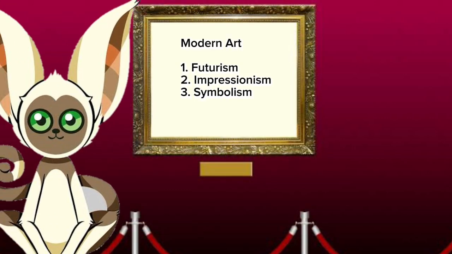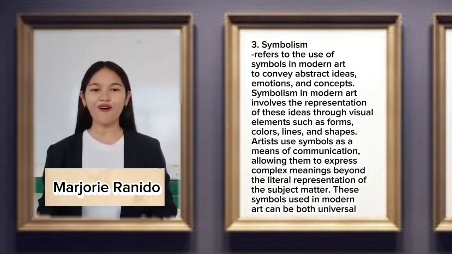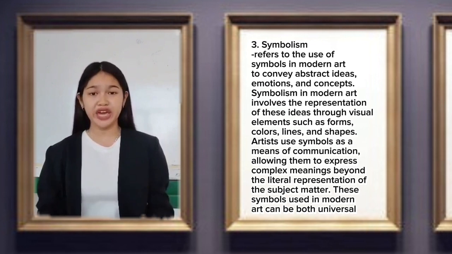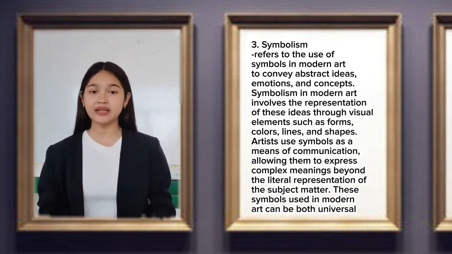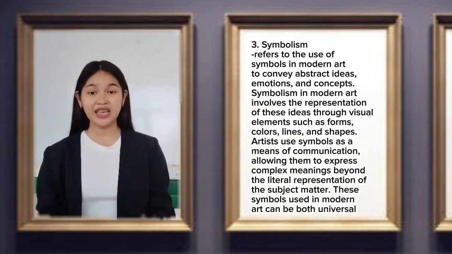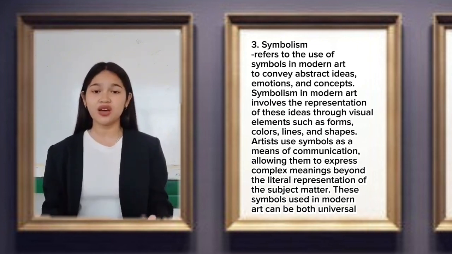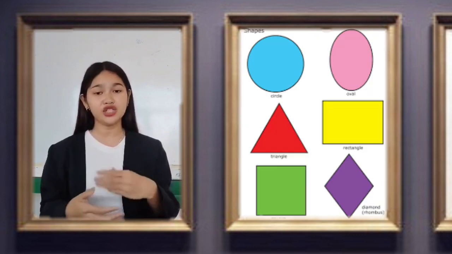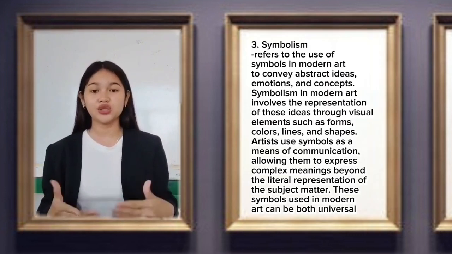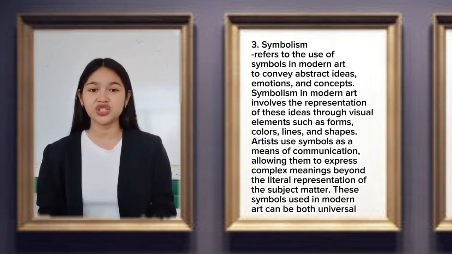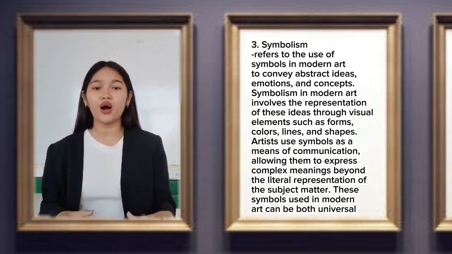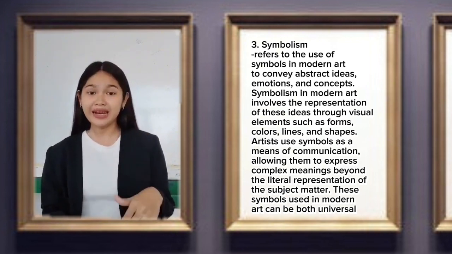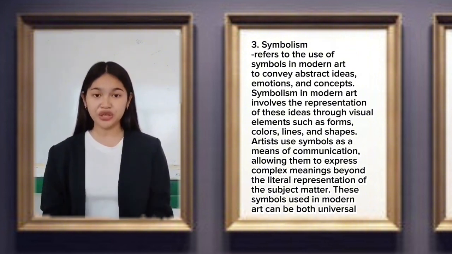And our third classification of examples of modern art is symbolism. Modern art symbolism refers to the use of symbols in modern art to convey abstract ideas, emotions, and concepts. Symbolism in modern art involves the representation of these ideas through visual elements such as form, colors, lines, and shapes. Artists may use symbols as a means of communication, allowing them to express complex meanings beyond the literal representation of the subject matter.